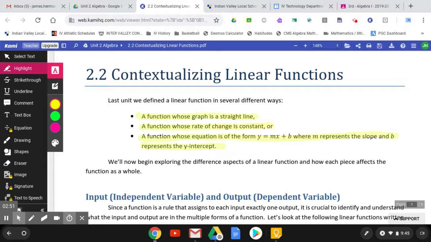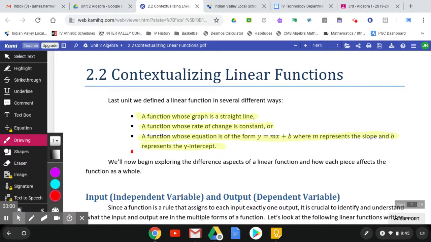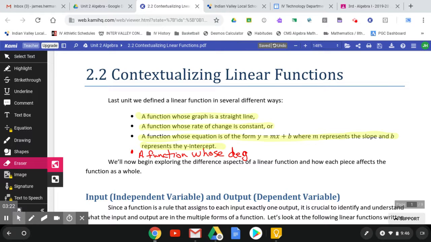Nick? The x, the x doesn't have an exponent. Very good. Everything's to the power of 1. So let's add that in there right now. Let's put another bullet and say, hey, a linear function is a function whose degree is 1. Well, I can't spell today, sorry. A function whose degree is 1.